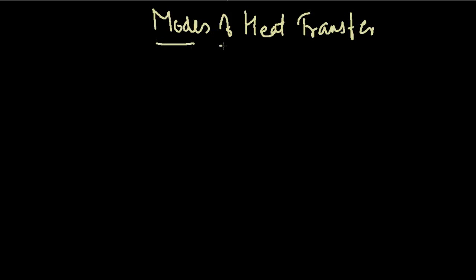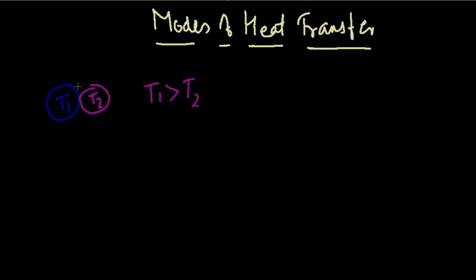Now, as we all know, heat always transfers from the body at a higher temperature to the body at the lower temperature. So, let us say there is some body at temperature T1 and there is some other body which is in contact with this body and is at temperature T2 such that T1 is greater than T2, then heat would flow from this body to this body. Now, this is called transfer of heat. But how does this heat transfer take place?